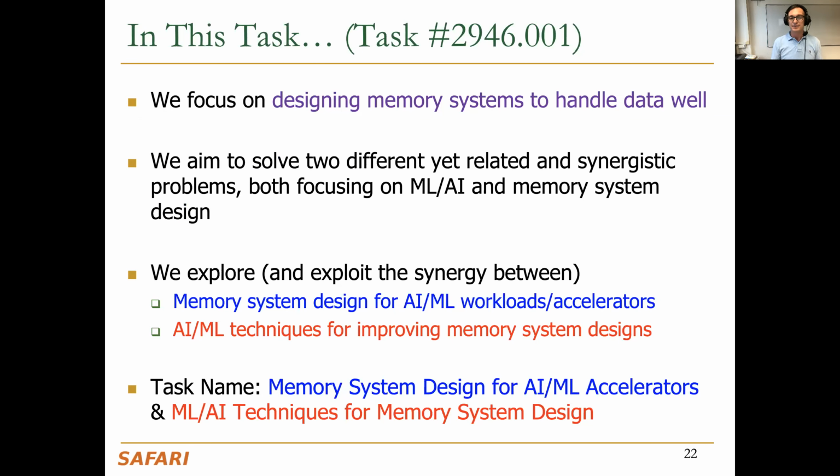In this task, we're specifically focused on designing memory systems to handle data well. We're looking at the interplay between machine learning, AI, and memory system design. We would like to design memory systems for AI and machine learning workloads and accelerators. And we also would like to design machine learning techniques to improve memory system designs to make better decisions in the memory system. So we're looking at this duo, if you will.